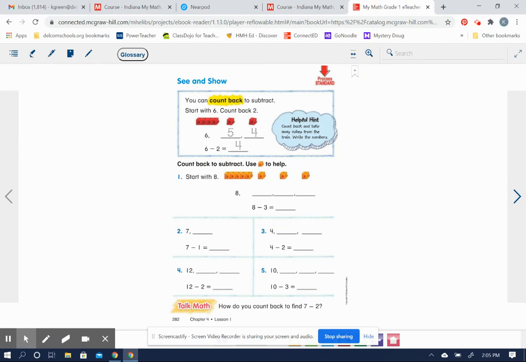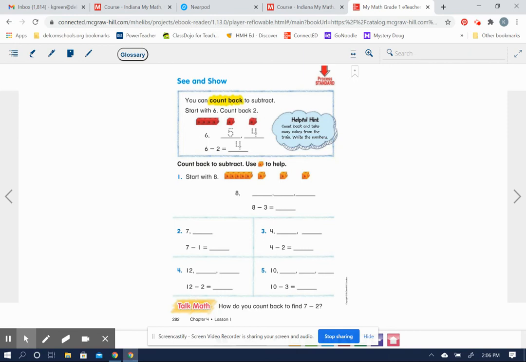Now, I want you to notice up here at the top in the box, there are some yellow words that are highlighted. Those words right there, count back. That's going to be some of our vocabulary words. So when we get to the check my progress page, and we have to do that part with the words that are highlighted, sometimes it's matching, sometimes it's fill in the blank, but we've got to pay attention to what those words mean. Okay, count back. That one's pretty easy. I don't think you'll have too much trouble with it.